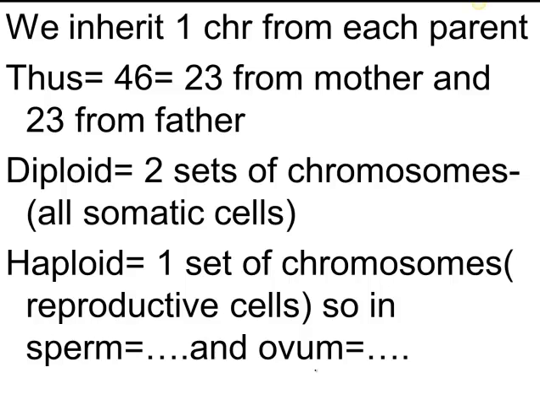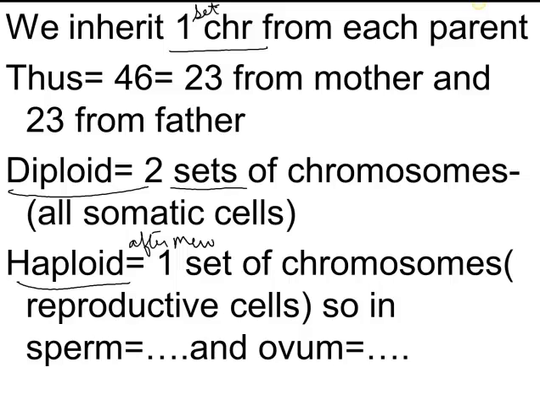We inherit one set of chromosomes. Please, this is a correction I wanted to make: one set of chromosomes from each parent. Right? So we are diploid because we have two sets, and haploid cells happen after meiosis in cells like ova or sperm, where they will have only one set of chromosomes in them.